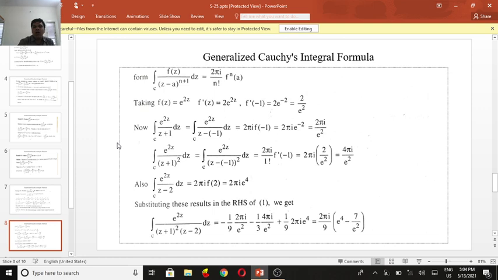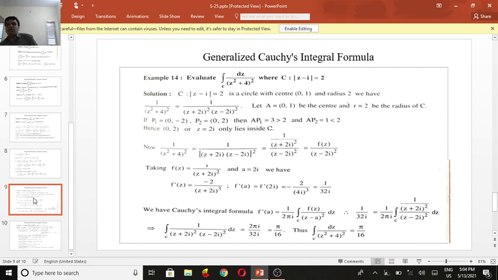So substituting all the values in the right hand side, we get the integral over c of e power 2z divided by z plus 1 whole square into z minus 2 dz is equal to minus 1 by 9 times 2 pi i by e square, minus 1 by 3 times 4 pi i by e square, plus 1 by 9 times 2 pi i e raised to 4. So we simplify. If we take 1 by 9 outside, 2 pi i we can take common. So we get 2 pi i by 9 of e to the power 4 minus 7 by e square.